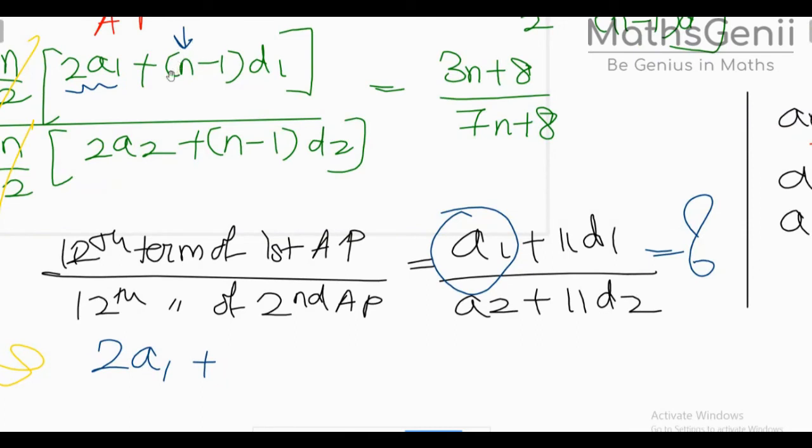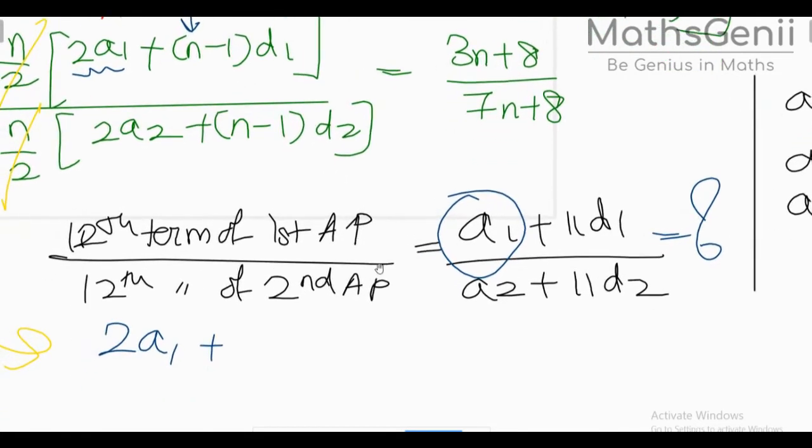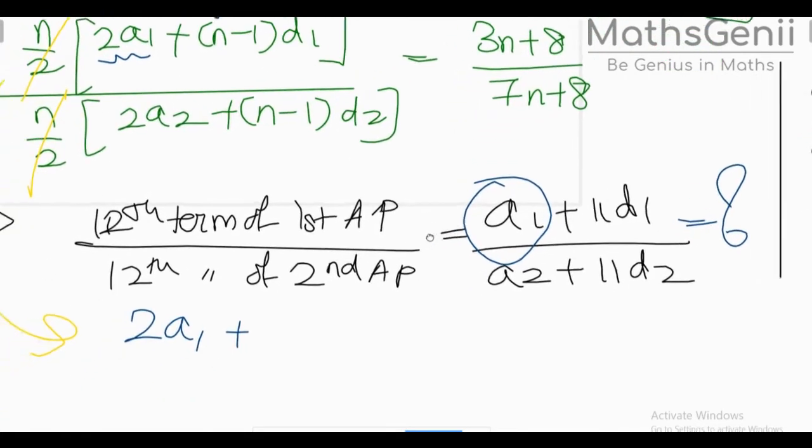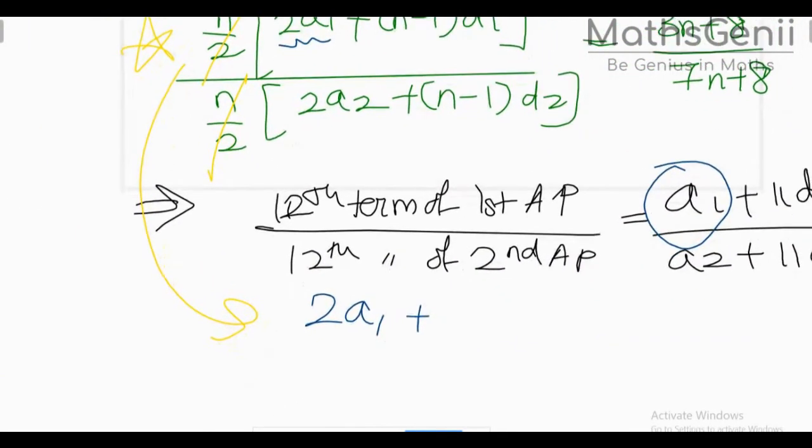Let's put 12. So 12 minus 1, you'll get 11d. Right, I will get 11d. But what about this 2? How do I eliminate this 2? For that, instead of putting 12 minus 1 here, I am going to put 23. So you will see why I'm putting n is equal to 23 in this equation.